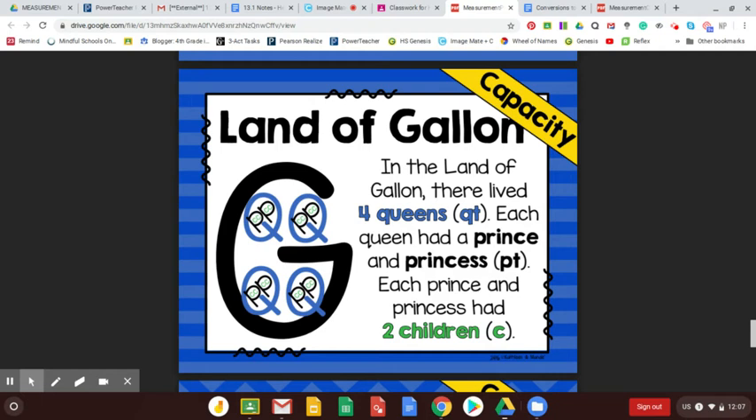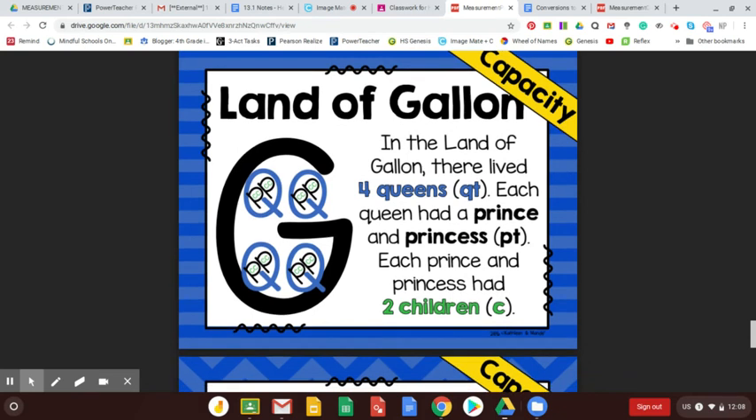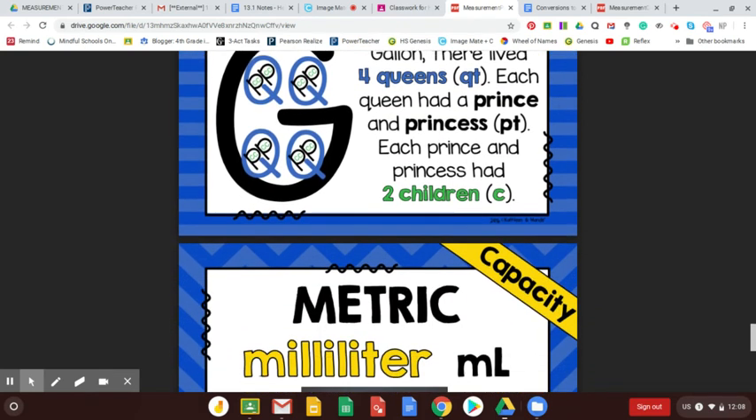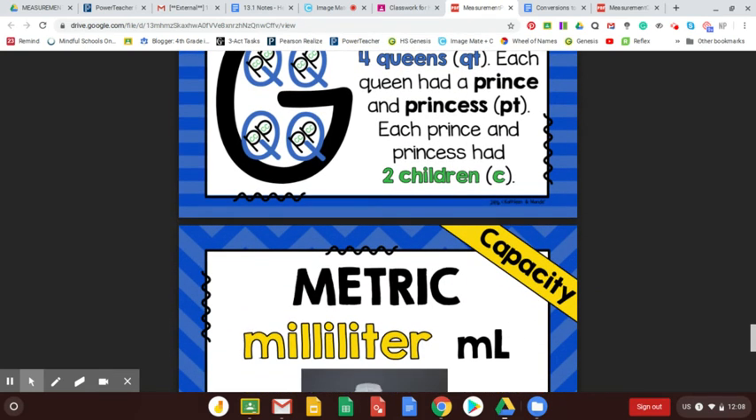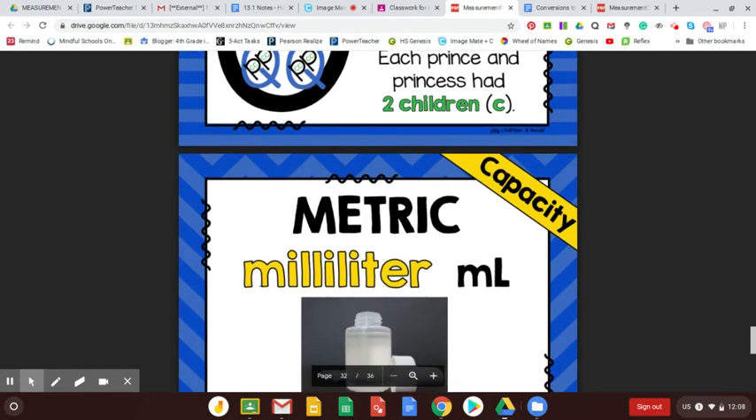Some people also say in the G there are 4 queens, and each queen has 2 princesses, and each princess has 2 royal cats. So there are lots of memory aids, but if you can remember this land of Galan and this big super G, you'll never forget the conversions for capacity.